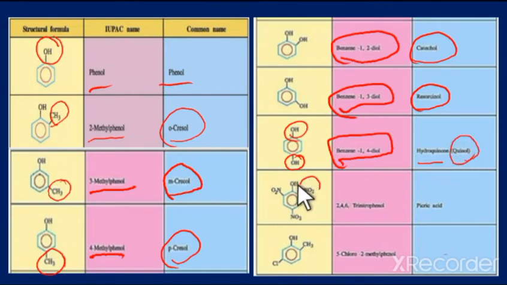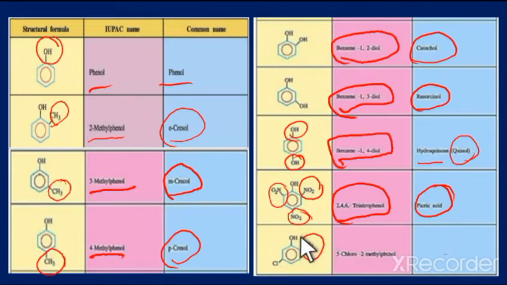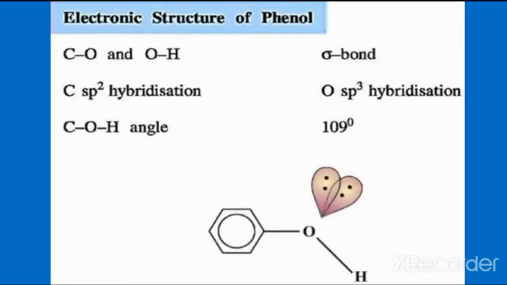On the phenol, when nitro groups are present at positions 2, 4, 6, its IUPAC name is 2,4,6 trinitrophenol and the common name is picric acid. In phenol, if the second carbon has a methyl group and the fifth carbon has chlorine, its IUPAC name is 5-chloro-2-methyl phenol. This compound doesn't have a common name.